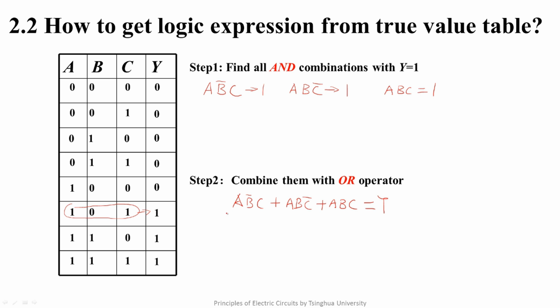Firstly, when any of them is 1, the output is 1. It accords with the result of the table. Secondly, only if these 3 combinations are 1, they are 1 outputs. From the 2 reasons, the expression must be equal to 1.